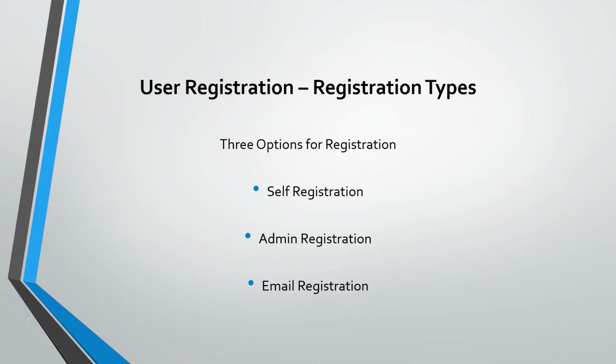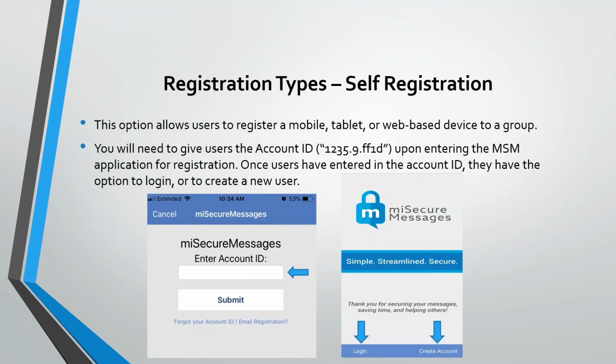Now, there are three types of registration that you can have. You have self-registration, admin registration, and email registration, which we'll be discussing last. For the first one, self-registration, this option allows the users to register a mobile phone or tablet or any other web-based device to a specific group.